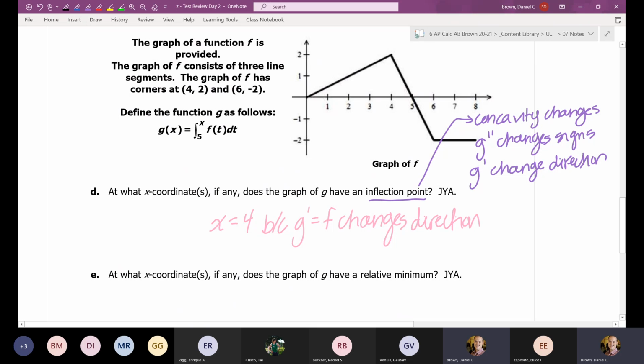And again, how we're interpreting that, you can kind of look at it as the function of f has a positive slope and a negative slope. So it's like the second derivative of G is going from positive to negative.